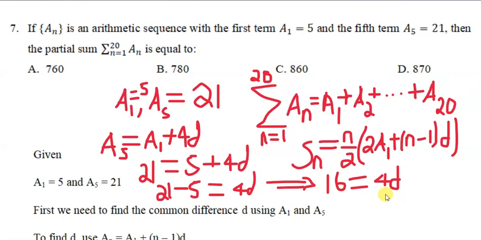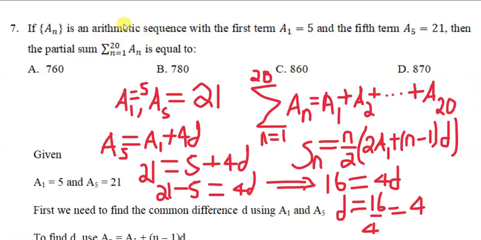Simple calculation. Now here, to find d, the d can be 16 over 4, which is equal to 4. Now we obtain d, the common difference. What is left then? Just to calculate this sum.